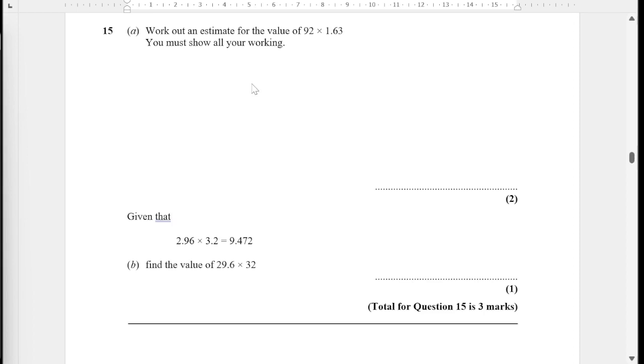Okay, question 15. Work out an estimate for the value of 92 times by 1.63. You must show your working. So I'm going to say that 92 is approximately 90, and then 1.6 is approximately 2. So that's going to be equal to 180.